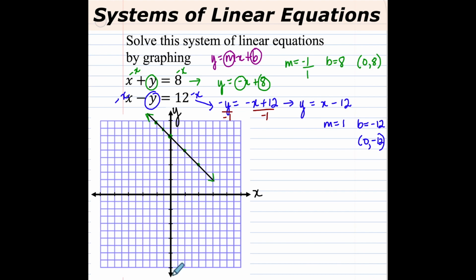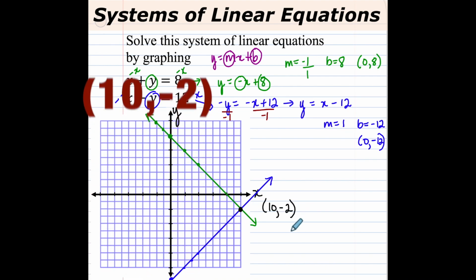2, 4, 6, 8, 10, and we're a little short on this graph. 11, 12, it's probably about right here. And we've got a slope of 1 over 1, rise up 1, run over 1, and so on. We'll form a line here and try to get that intersection. That seems to be about right here. Looks like there's the intersection. We have 2, 4, 6, 8, 10 in the x direction and negative 2 in the y direction.